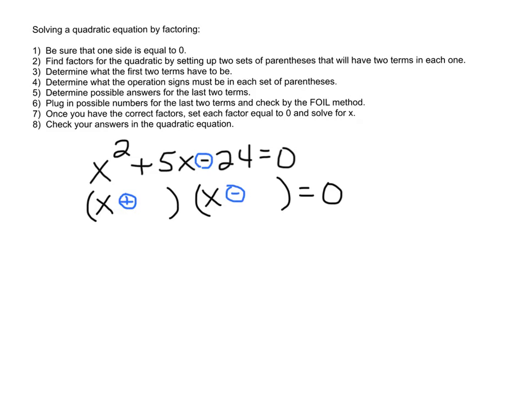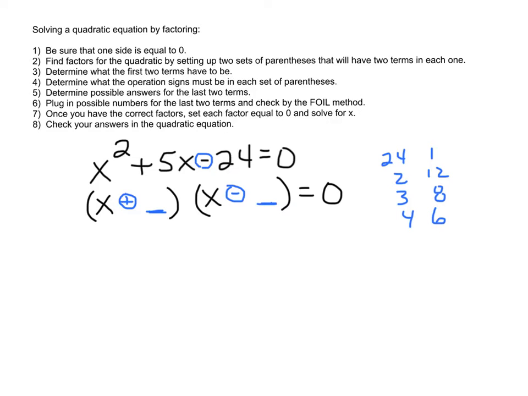Then it says in step number 5, determine possible answers for the last 2 terms. I know when I multiply these last 2 terms together, I have to get 24. So in order to get 24, I could have 24 and 1, or I could have 2 and 12, or I could have 3 and 8, I could have 4 and 6.